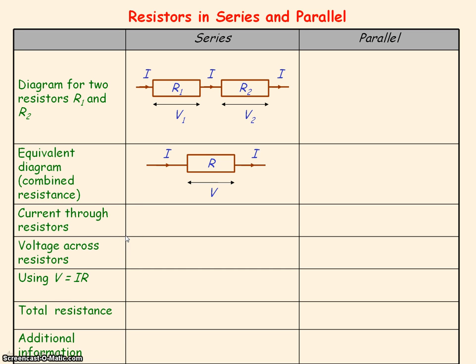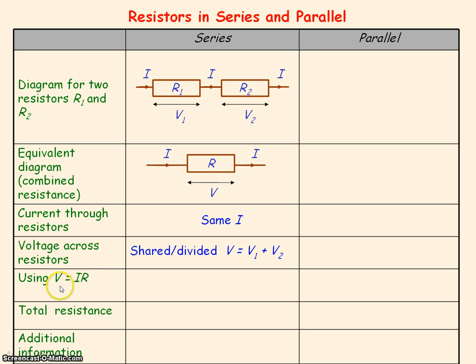The current in series remains the same, so you have the same current I flowing through resistors R1 and R2. However, the voltage across the two resistors is shared or divided between them. So what we can say is if the total voltage across the two resistors is V, then V will equal V1 plus V2, where V1 is the voltage across R1 and V2 is the voltage across R2.